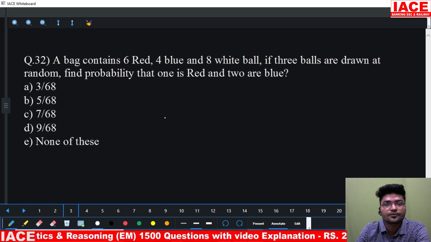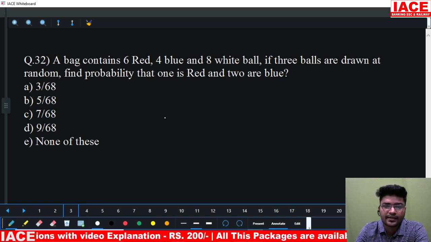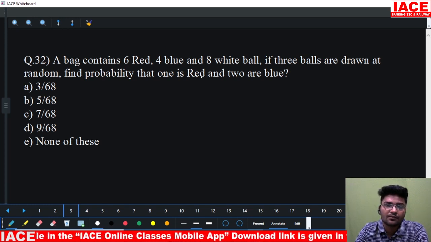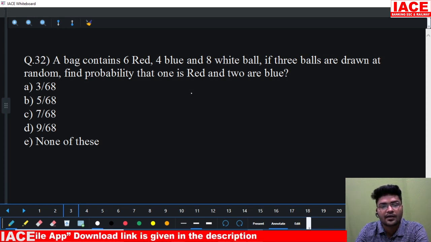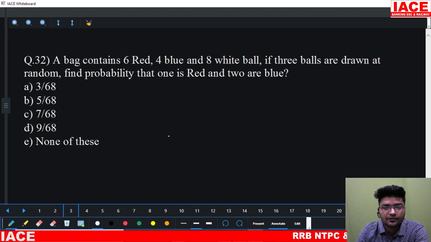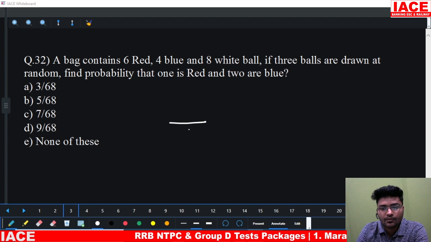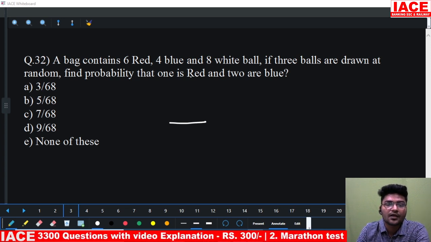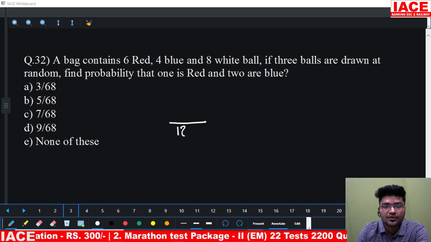Next, question number 32. A bag contains 6 red balls, 4 blue balls, 8 white balls. If 3 balls are drawn at random, find the probability that 1 is red and 2 are blue. First of all, the total number of outcomes. How many total balls are there? 6 red, 4 blue and 8 white. If I add all of them, the total number of balls is 18.